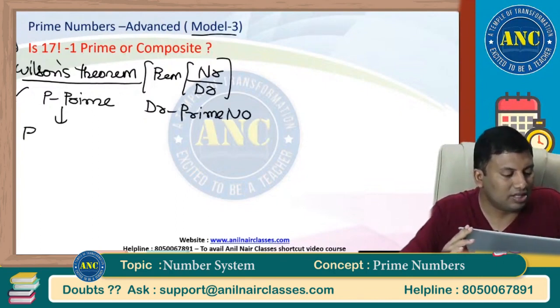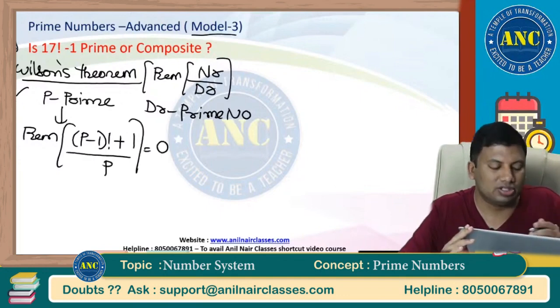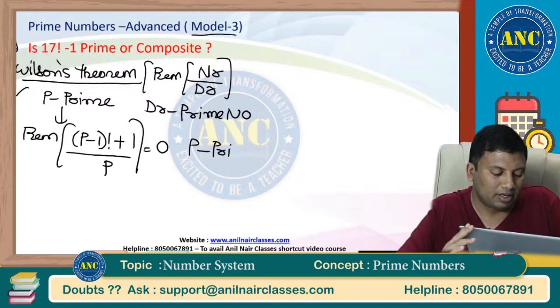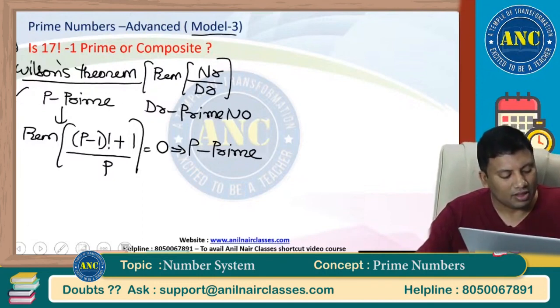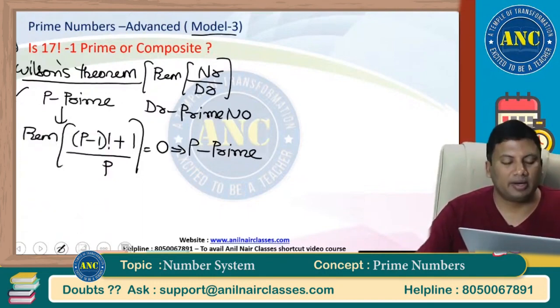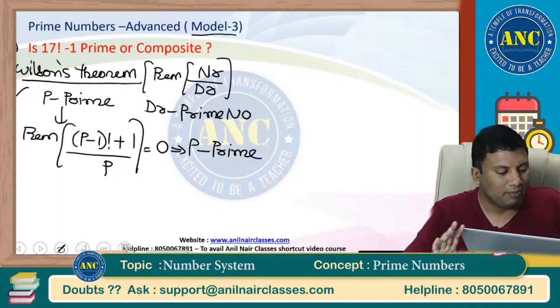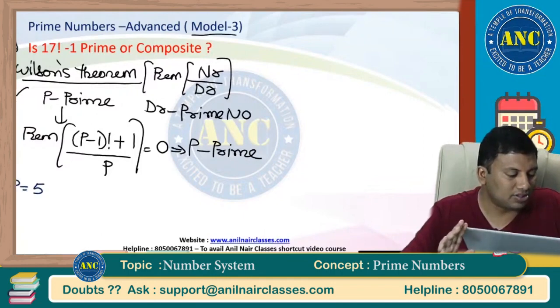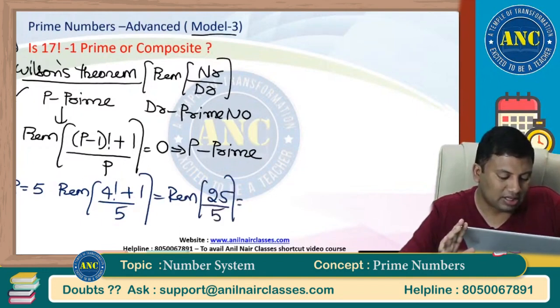Now see, what is that concept? Remainder: p minus 1 factorial plus 1 when divided by p is 0, when p is a prime number. Right? Now see here, based upon this one, you can take some examples. p is 5. This is nothing but 4 factorial plus 1, 24 plus 1, 25. 25 divided by 5, the remainder is nothing but 0.